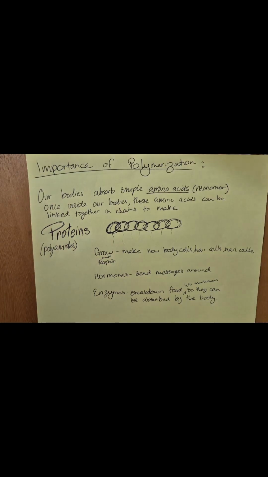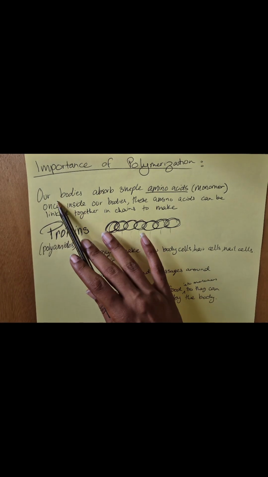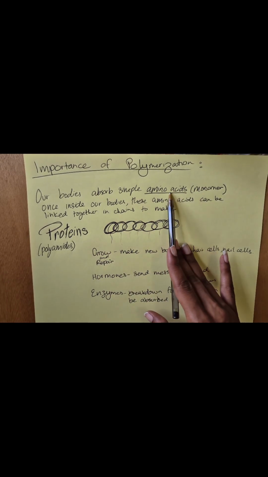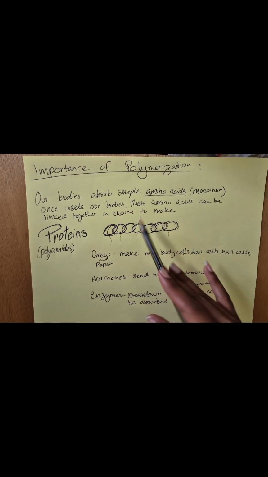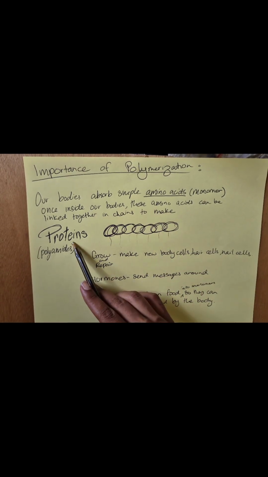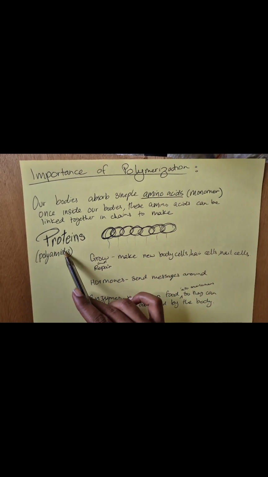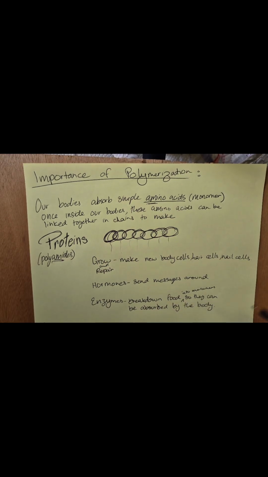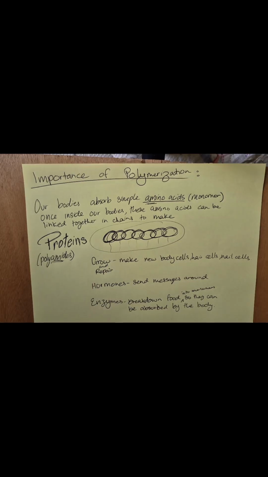All that starch. Another good example of the importance of polymerization is to make proteins. So our bodies absorb amino acids. They absorb simple amino acids. That's going to be our monomer. Once the amino acids are in our body, they can be linked up together to make proteins. So linking up a bunch of amino acids is going to make a polyamide, the amide coming from the amino. Or what we know it as is proteins. So a bunch of amino acids linked together makes a protein.